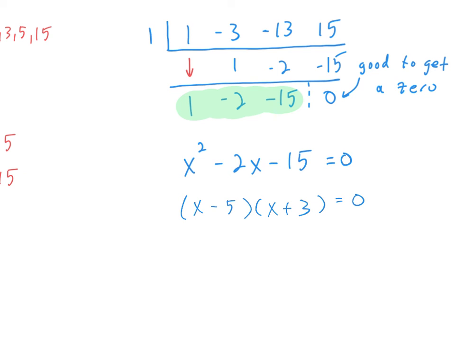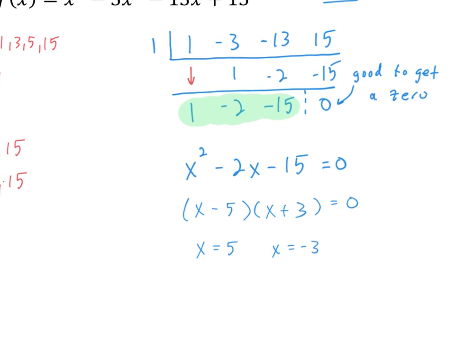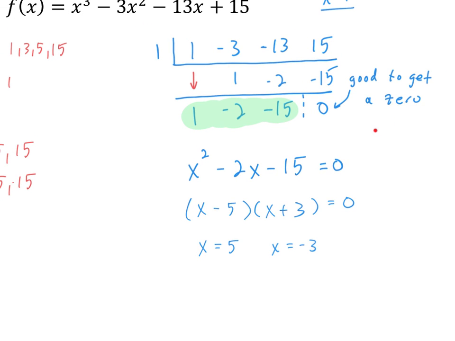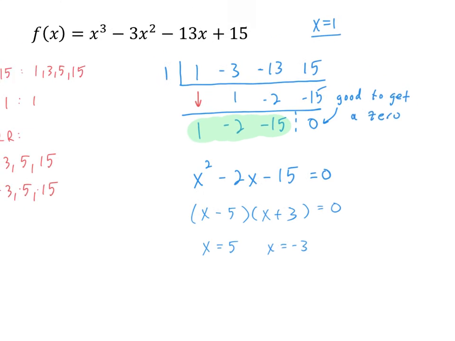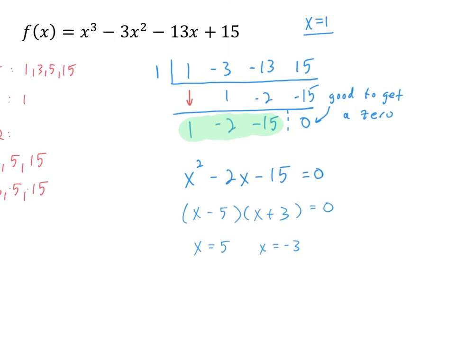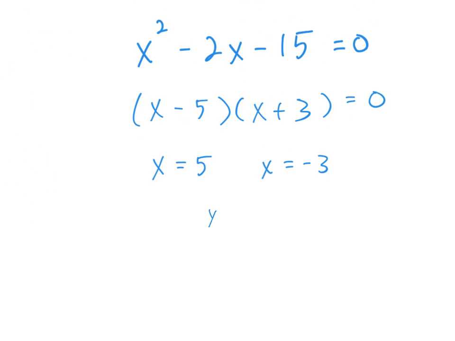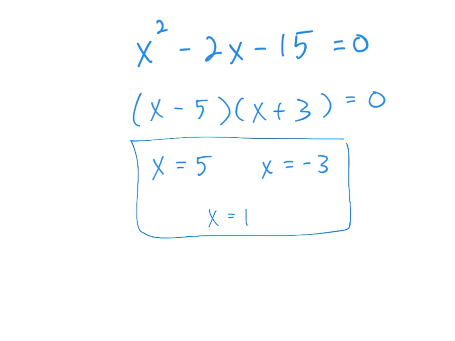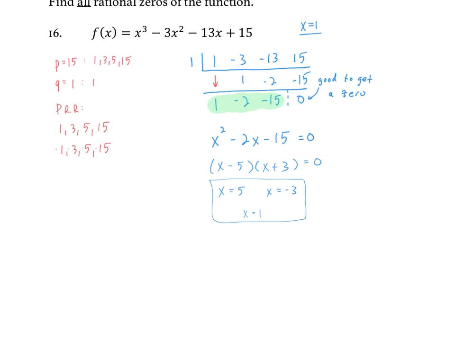Factors that way, and then you set each factor equal to 0. You get x equals 5, x equals negative 3. And then don't forget, we had x equals 1 as one of our answers, so make sure you add that to your answers. So this one had three answers. Okay, that's it.